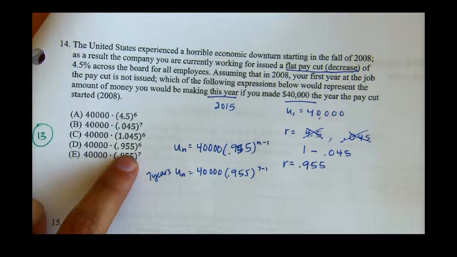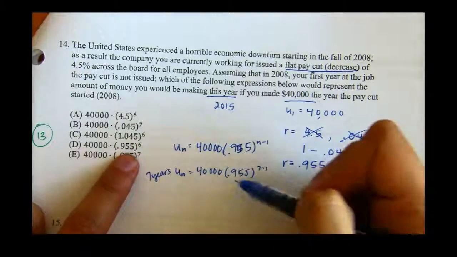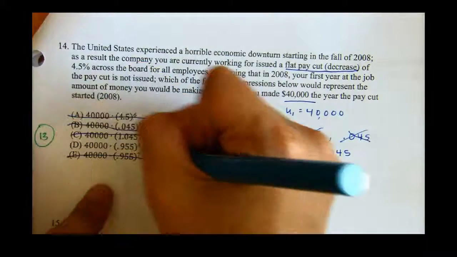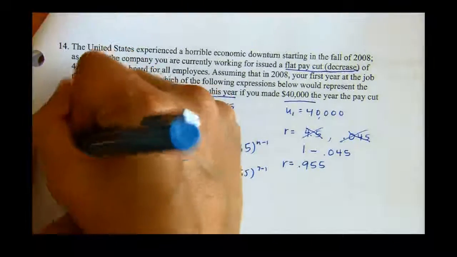So the one that has a 6 and a 0.955 as my rate, I can cross out pretty much all of these. This one has a 7. D is going to be my correct answer.